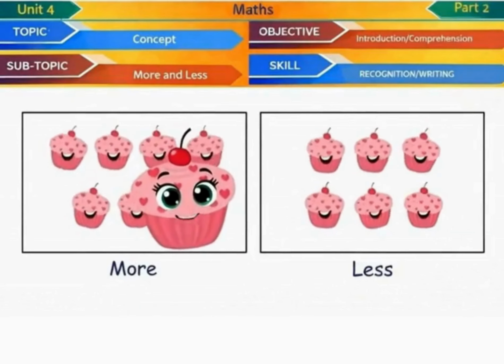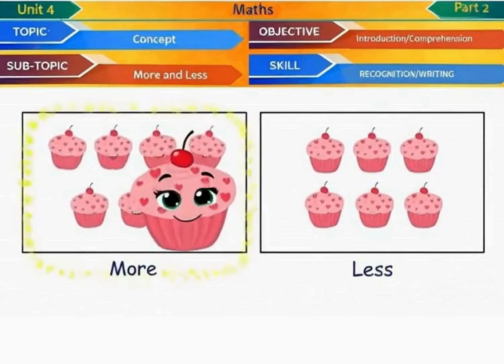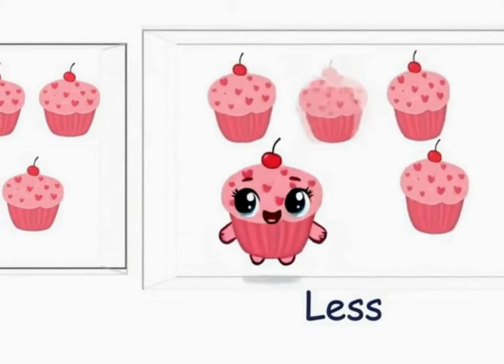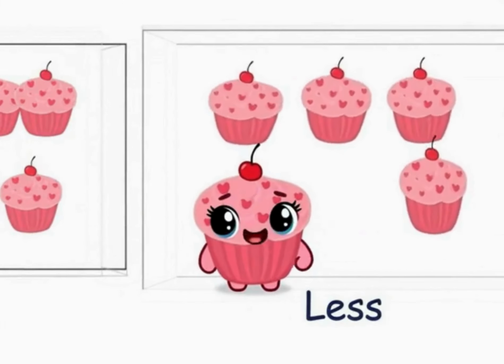Hello, friend. I am a muffin. Look at us. There are many muffins here. This side has more. More means many, many muffins together. Hello, friend. Now look at me. I am a muffin too. We are only a few here.